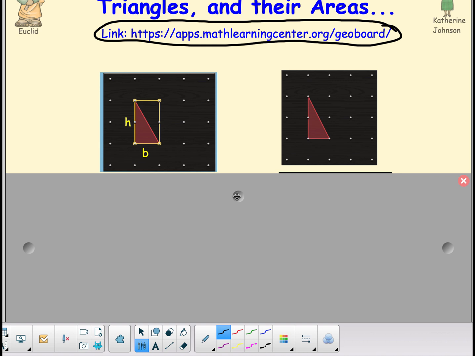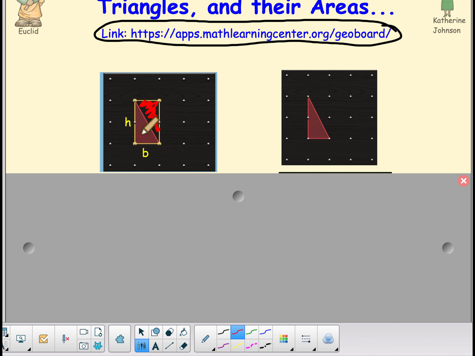So let's see what we have. Okay, so we took that red triangle that had a base and a height, and we made a rectangle with the same base and the height. And so when we took this piece off, we're left with the triangle. Well, how do those two relate? Well, this piece over here is the same as that, so it's like I have two of them.